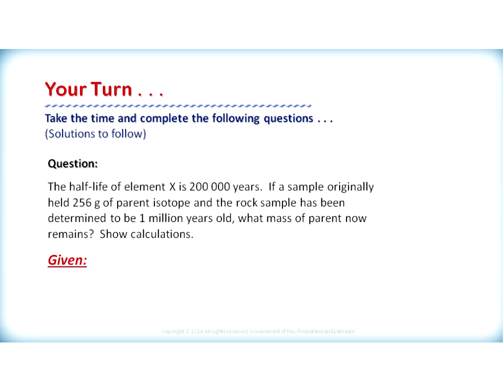The question states, the half-life of element X is 200,000 years. If the sample originally had held 256 grams of parent isotope, and the rock sample has been determined to be 1 million years old, what mass of parent now remains? By reading through the problem carefully, we can see that the information given is as follows. We know that the half-life of radioactive element X is 200,000 years.